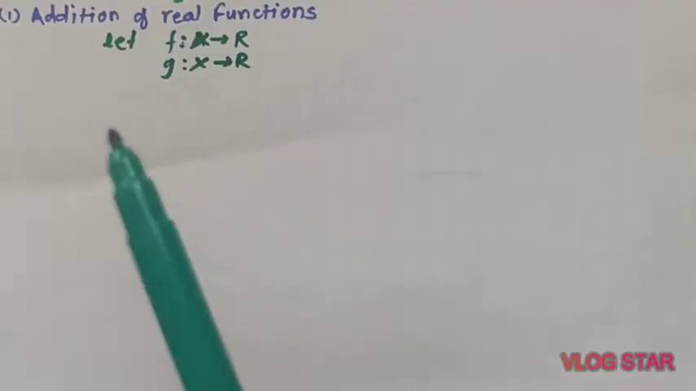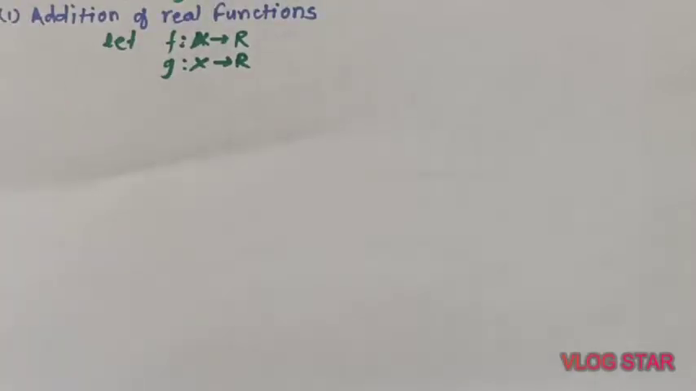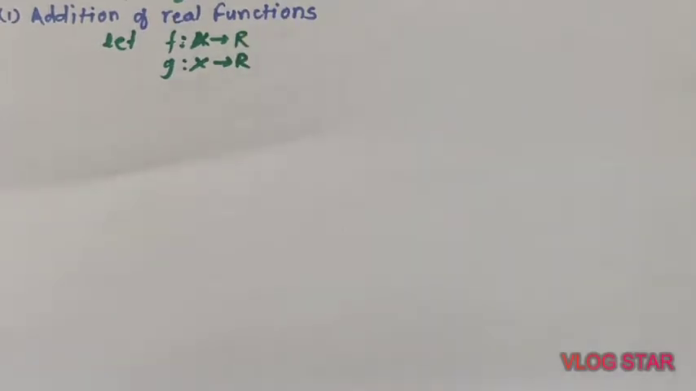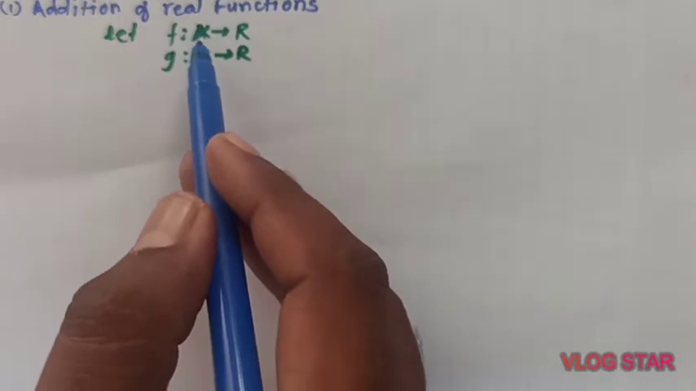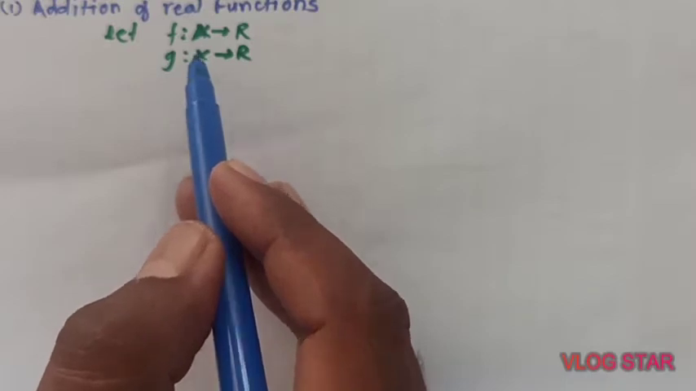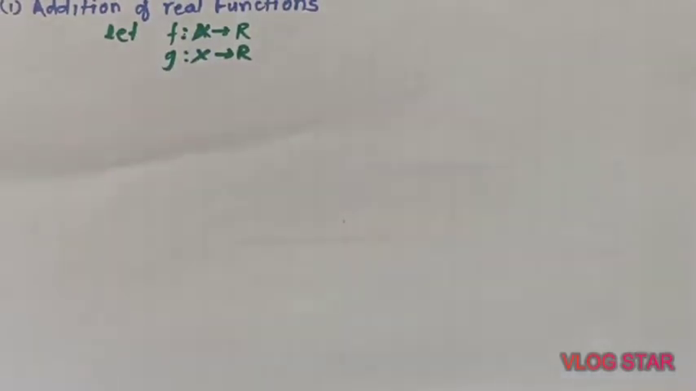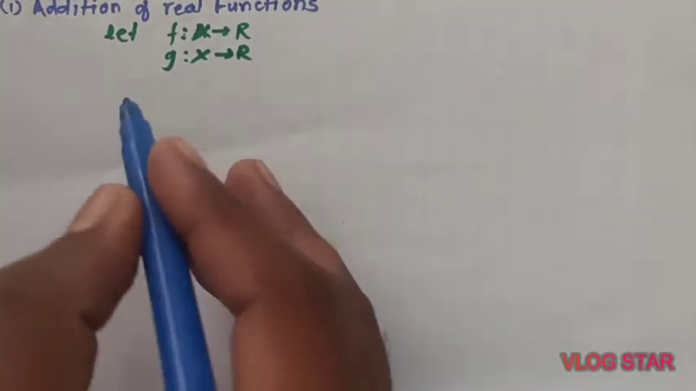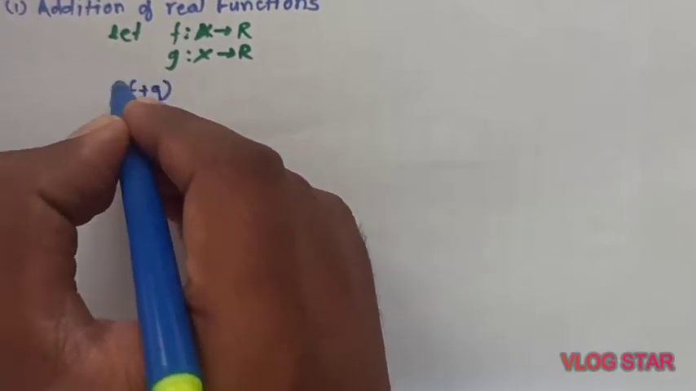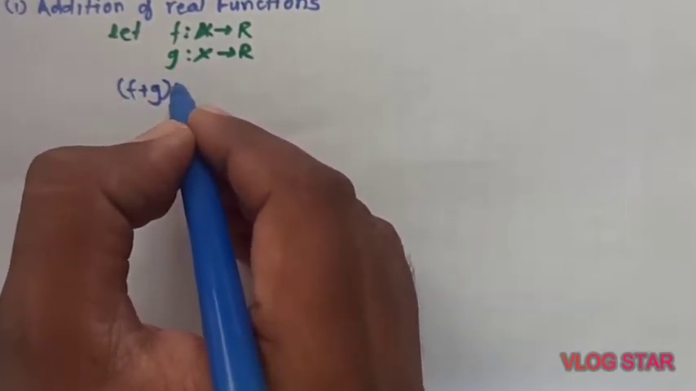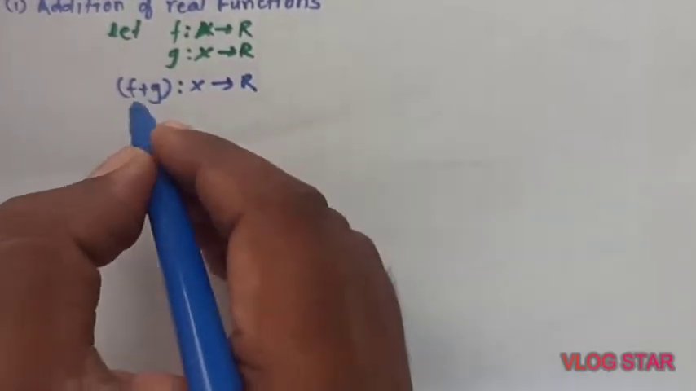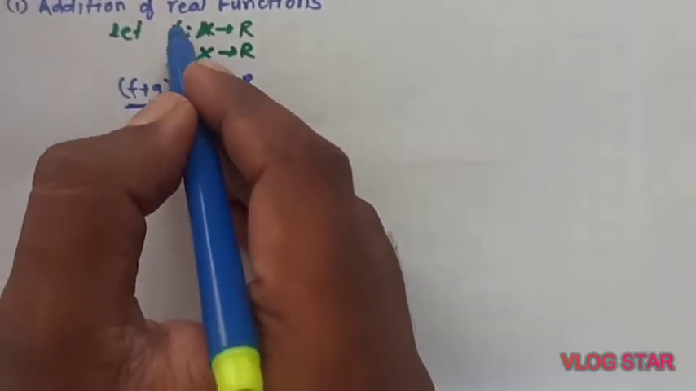Now look here, we are talking about addition of two real functions. Functions are said to be real if all the images are real numbers. So first function f is defined on set x. Second function g is also defined on set x, meaning the domain of both functions is the same. So in that case, how do we define addition of two functions? f plus g is a function from x to R. So we got a new function which is the addition of the given two functions.